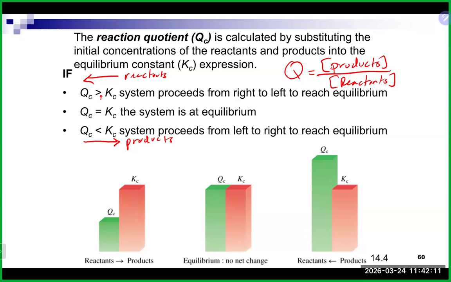So the idea here is, are the concentrations or pressures you're seeing initial concentrations or initial pressures, or are these equilibrium pressures or concentrations?